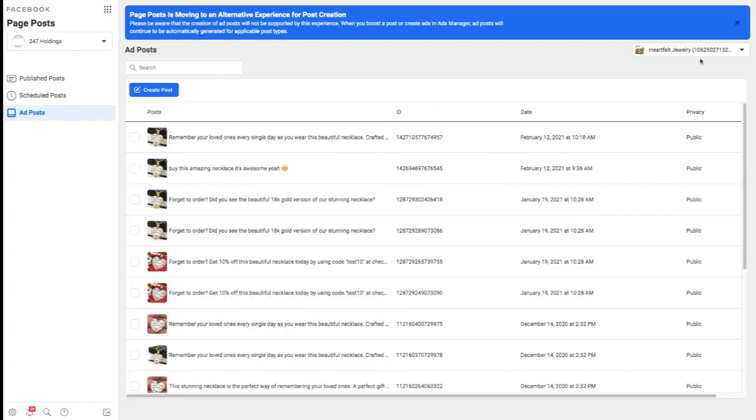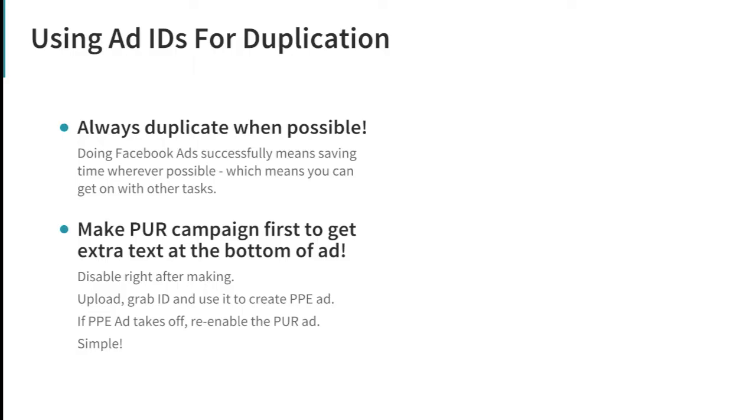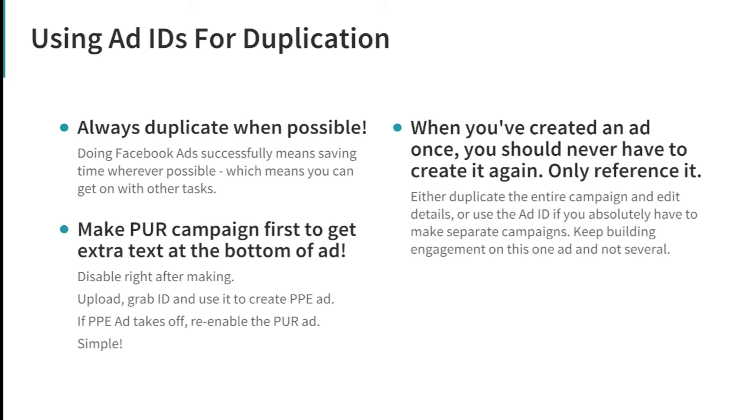Make sure the Facebook page your ad is on is chosen here in this drop down. And then this right here, the ones at the top are the newest ones, okay? So all of these are older ads I've made, but you can tell that this here, this is the ad ID that you're going to want when creating your new PPE ad. So back to the slide for a second, and I'll just make this point. When you've created an ad once, you should never have to create it again, only reference it.